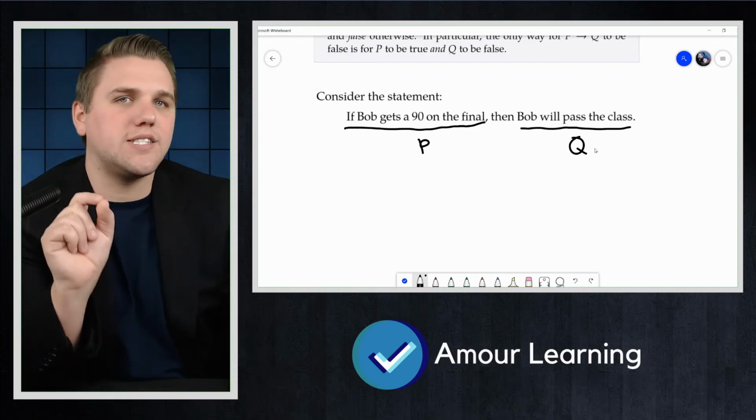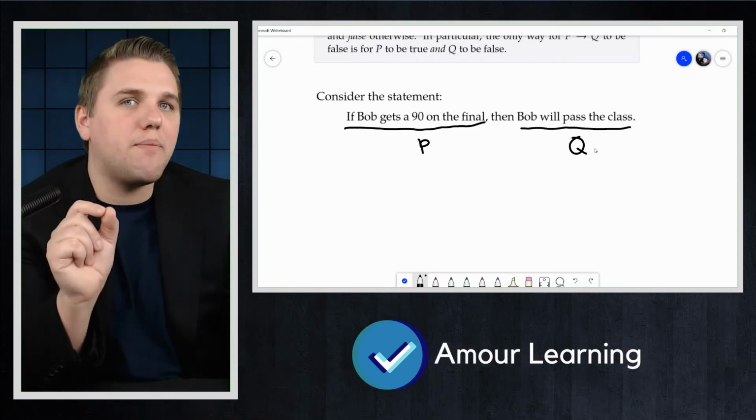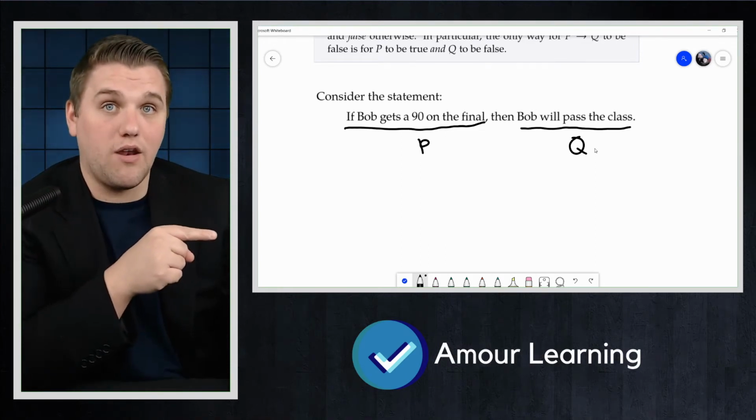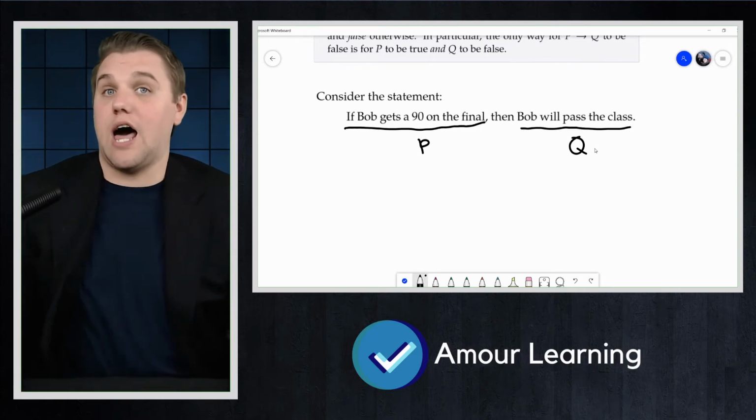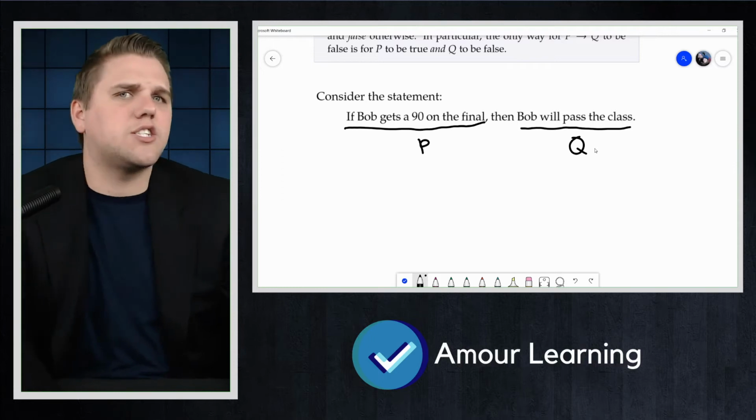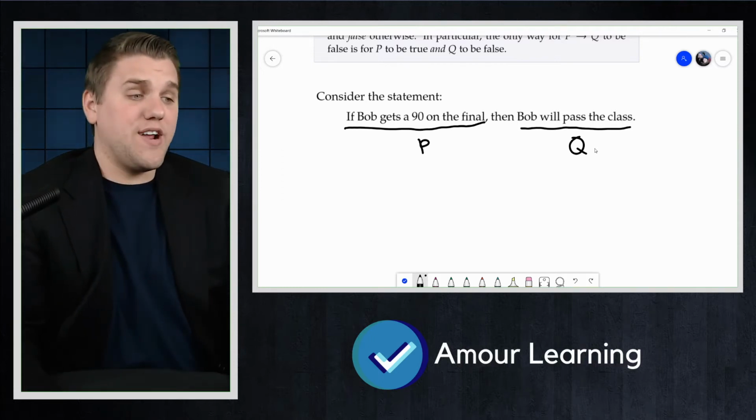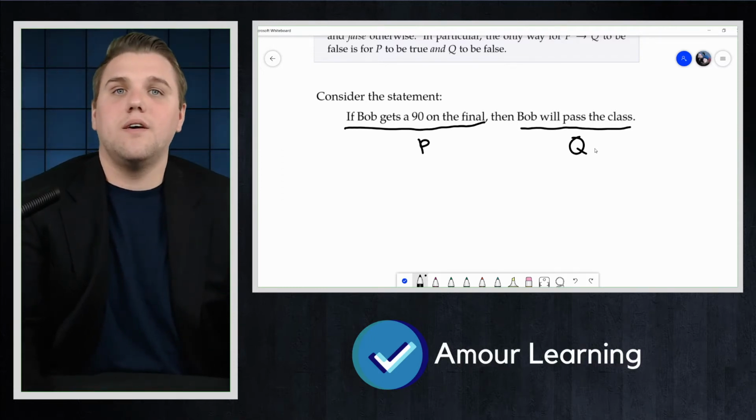The tricky case is this. What if Bob did not get a 90 on the final? Maybe he passes the class. Maybe he doesn't. Did I lie in either case? I don't think so. In fact, he might have gotten a 93, so he might have still passed the class.